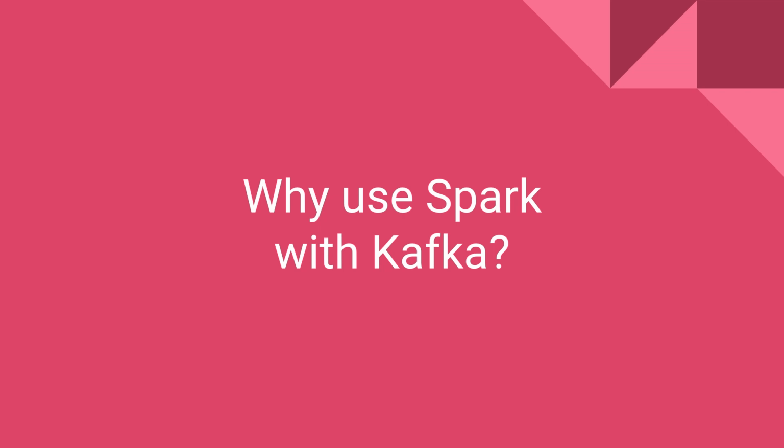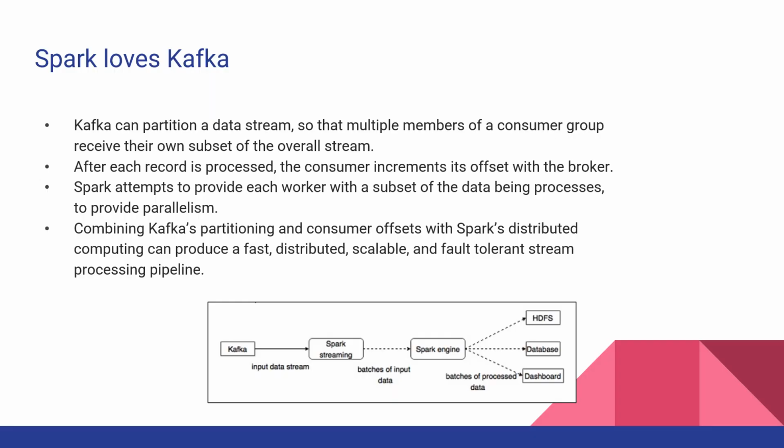So why should we use Spark with Kafka? Well, Spark and Kafka work extremely well together. Kafka can partition data and serve subsets of it to multiple members of a single consumer group. Also, Kafka provides fault tolerance by requiring consumers to increment their offsets with the broker after each transaction is completed. Spark is designed to distribute subsets of data to multiple workers to provide parallel computing. Combining Kafka and Spark can provide a fast, reliable, and scalable streaming pipeline.